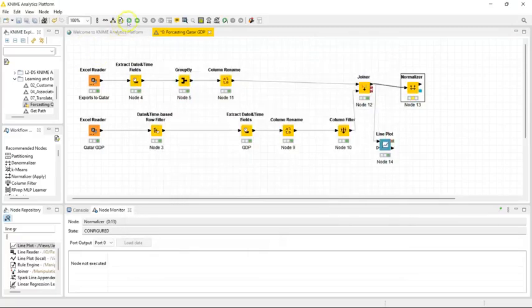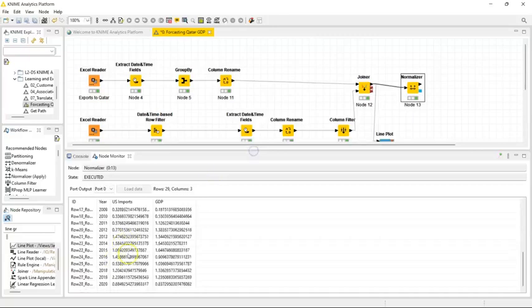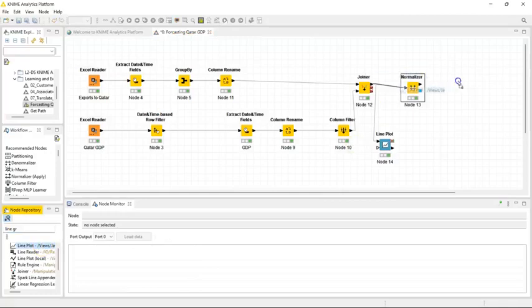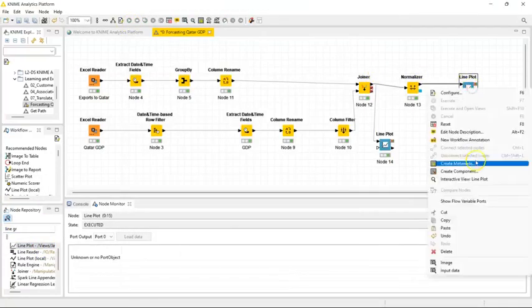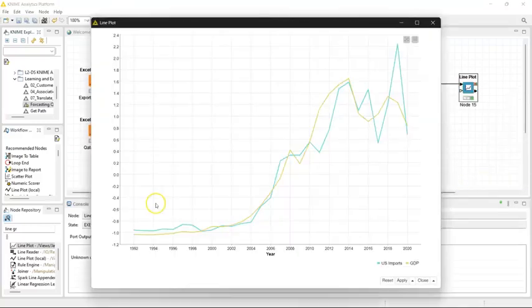So once we run this, okay, now it has been normalized according to the z-score. The z-score changes how the number looks like, but it does not change the deviations or the magnitude of changes from one year to another in your data set. Now let's drag another line plot and we'll be able to see something more useful. Now we go to view this and we can see that both variables are now in a way that you can plot together because they have been normalized.